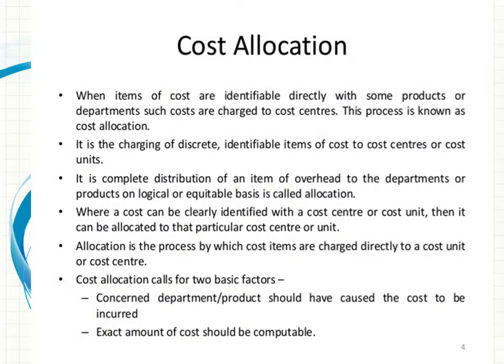What is cost allocation? When items of cost are identifiable directly with some products or departments, such costs are charged to cost centers. This process is known as cost allocation. It is the allotment of whole items of cost to the cost center or cost units. In short, allocation is the charging to a cost center of those overheads that result solely from the existence of the cost center. We want to take out the exact amount of overhead incurred in the cost center.